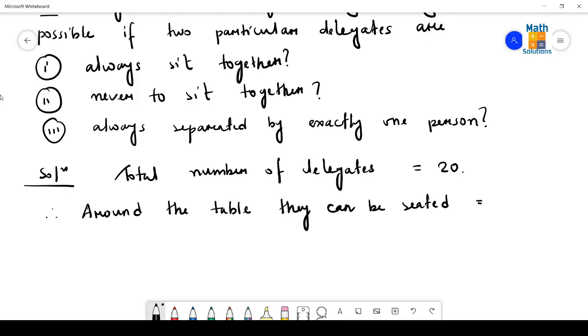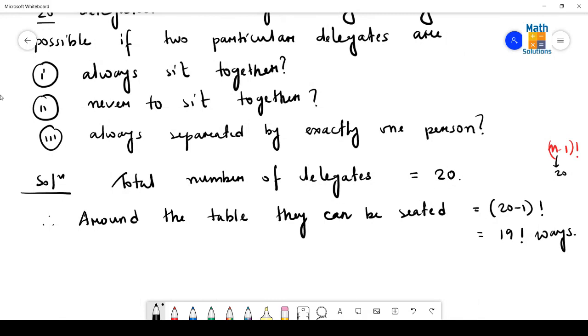So what is the possible way? Of course, the formula to be used here is n minus 1 factorial ways, because we have to keep one person's position fixed. Following this formula, in place of n we put 20. So it will be 20 minus 1 factorial. The result will come as 19 factorial ways. Then here we get the first question as always sit together. The two particular delegates are supposed to sit together always.